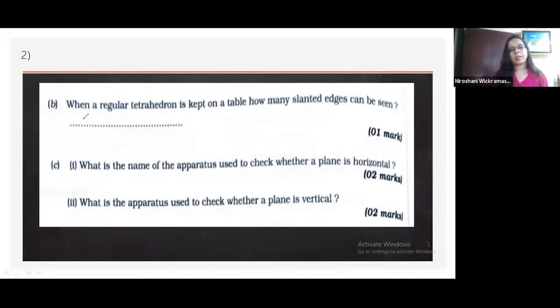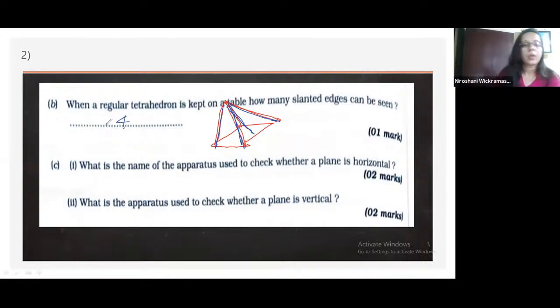When a regular tetrahedron is kept on a table, how many slanted edges can be seen? It means if you keep a regular tetrahedron like this on the table, slanted edges. So how many? These are the edges. 1, 2, 3, 4. Can you understand? How many slanted edges? 4 slanted edges are there.